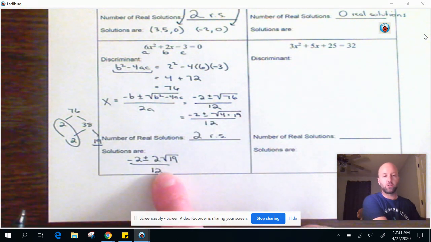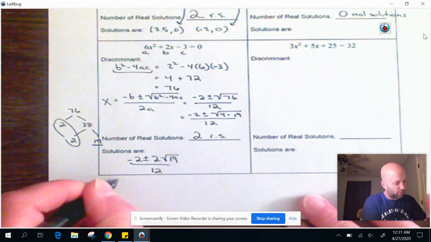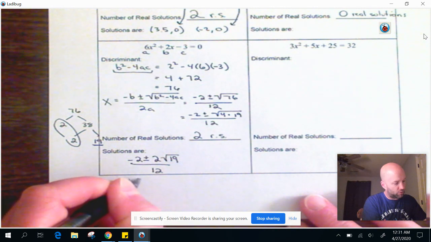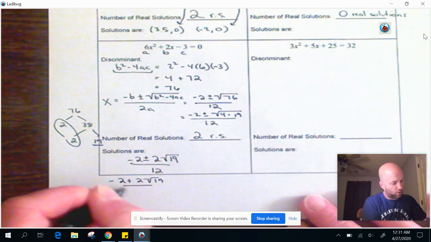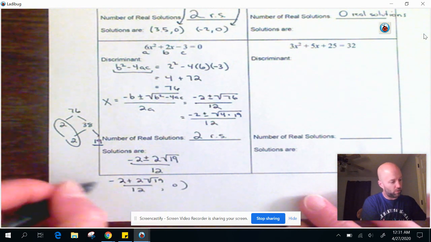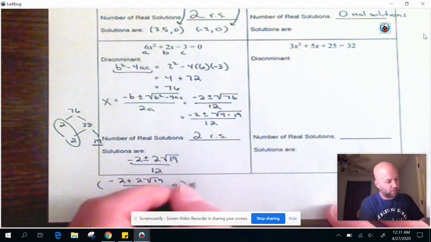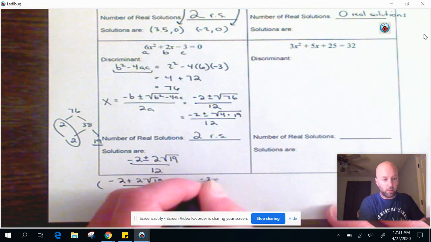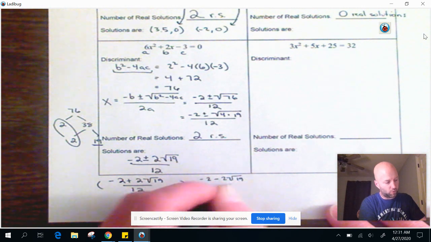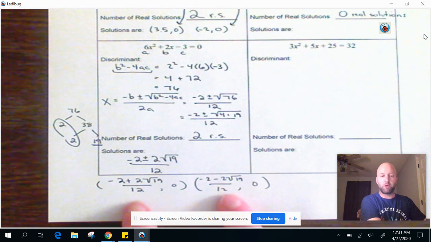Okay. So our two solutions are bound up in this thing. Okay. I'm going to separate them so we can see it. So -2 plus 2 square root 19 all over 12. That's 1. Okay, and that would be paired with a 0. And then our second solution is this thing, but the subtraction piece. So -2 minus 2 square root 19 over 12. And again, that's an ordered pair, and that's really funky to put in there, but that is an x value. We don't know what it is. We're not taking the time to look.